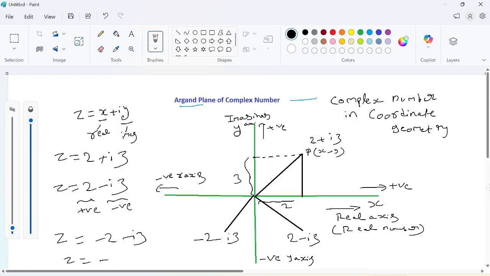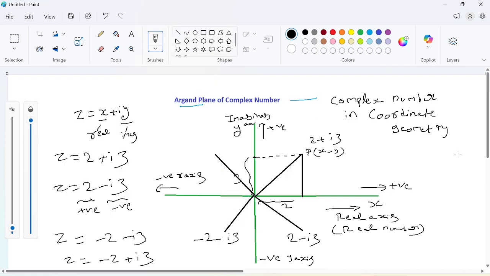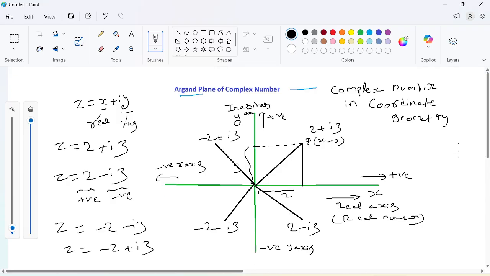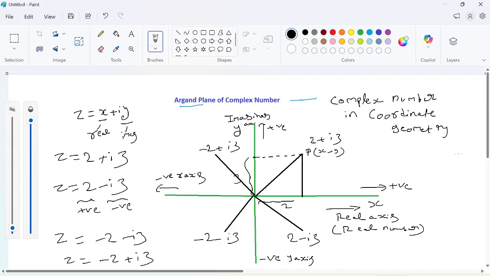Now suppose I have minus 2 plus i3. Your x-axis will be negative and your y-axis will be positive. This will be your minus 2 plus i3. In this way, we can represent this, and we'll study some more things like the magnitude, amplitude, everything we'll see in this. This is the basic fundamental concept of the Argand plane of complex number.